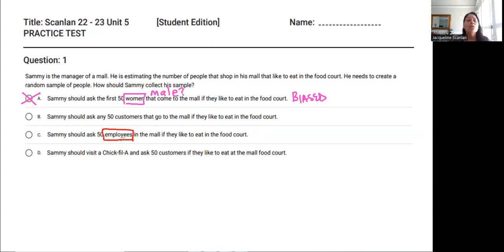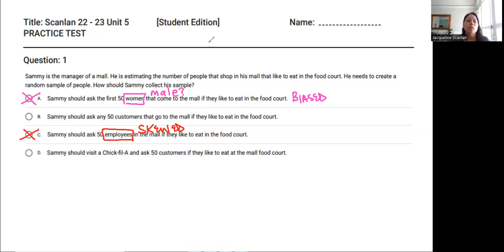So if you only interviewed or surveyed your employees in the mall, you are going to get what we call a skewed result. All right, your answer will be skewed because it is surveying only a specific group of people who are going to be much more likely to eat in the food court than any other group of people. So it cannot be answer choice C.